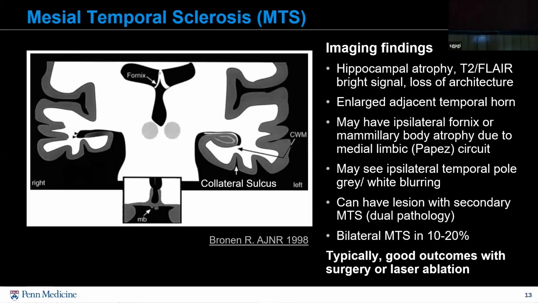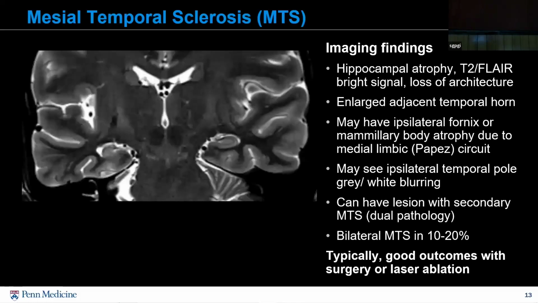Mesial temporal sclerosis is the most common lesion associated with intractable temporal epilepsy. The etiology is a little controversial and not exactly understood, but certainly the medial limbic circuit is very susceptible to seizures and damage from recurrent seizures. And the typical imaging findings are shown in this illustration. Hippocampal atrophy, T2 FLAIR bright signal, loss of architecture, associated relative enlargement of the temporal horn.